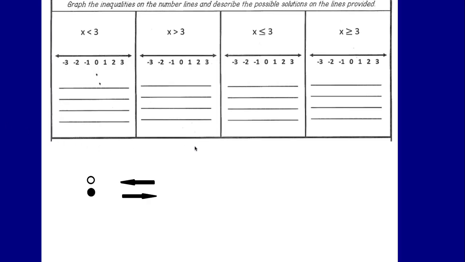Okay, let's start with the foldable. Go ahead and open up your foldable and you'll see a section, the top section says to graph the inequalities on the number line and describe the possible solutions. So the first one is x is less than 3.